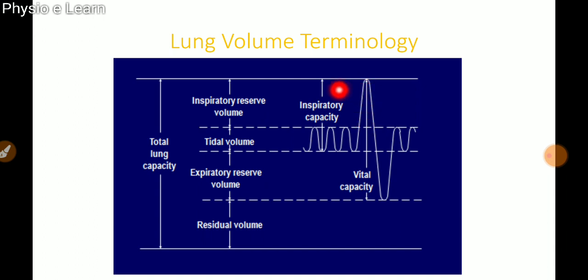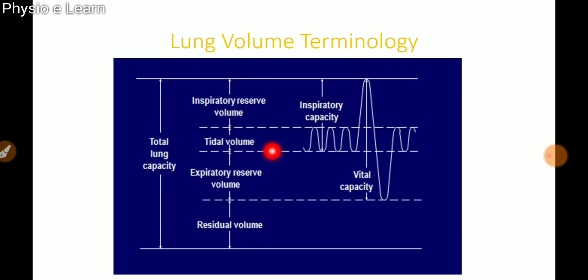Once you add the inspiratory reserve volume and the tidal volume, it is known as inspiratory capacity. So normal tidal inspiration, after that forceful inspiration, is the inspiratory reserve volume, and adding the normal tidal inspiration to the inspiratory reserve volume gives the inspiratory capacity. Remember, a capacity is always the sum of two or more volumes.